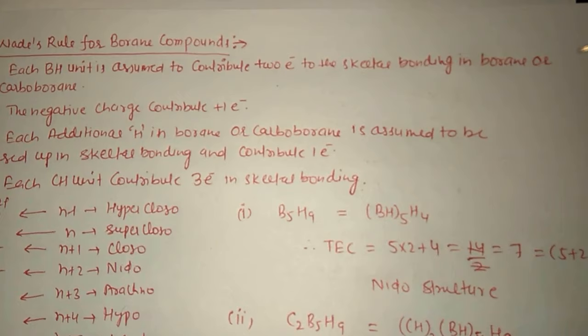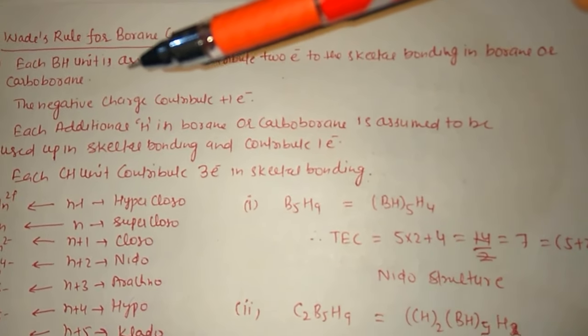Today we will discuss what rule 2 is for the borane compounds. First of all, there are certain rules: each BH unit contributes 2 electrons to the skeletal bonding in the boranes, and each carborane unit contributes 3 electrons.